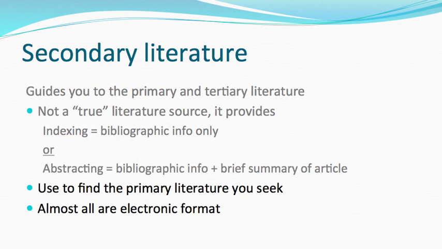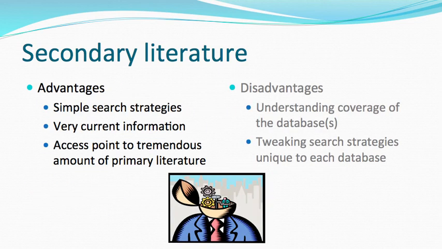You can use primary literature or you can use secondary literature to find the primary literature that you're looking for. Almost all of these today are in the electronic format and online, which is a great thing. The advantages of secondary literature are pretty great. One, you can use very simple search strategies. The information potentially can be very current, up to like within the last week or newer, and it's an access point to a tremendous amount of primary literature information. There's over 20 million articles indexed in PubMed nowadays, and you have access basically to any of that.